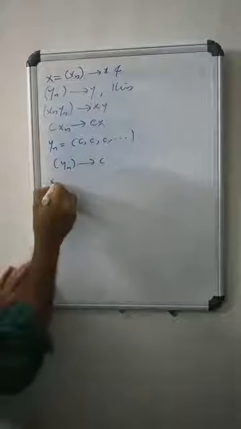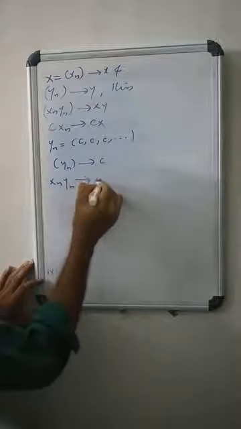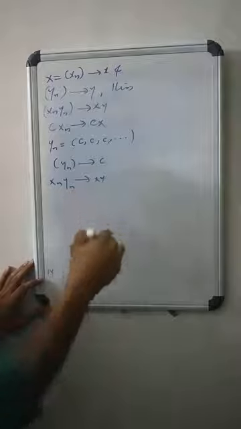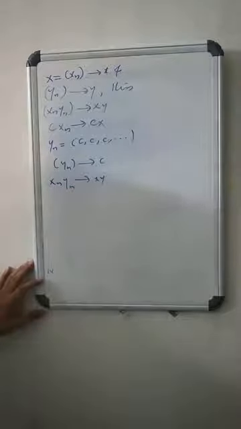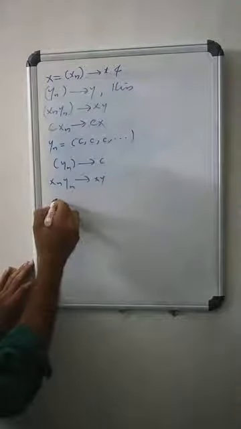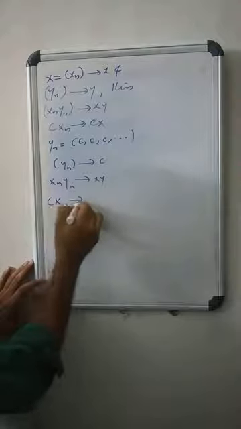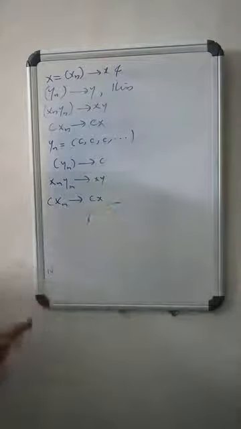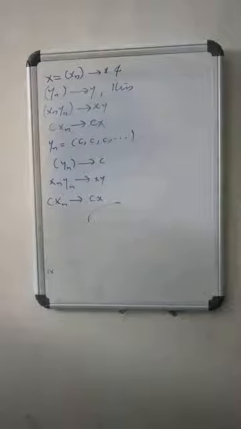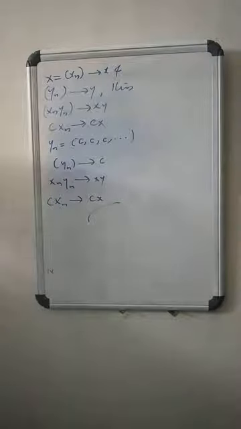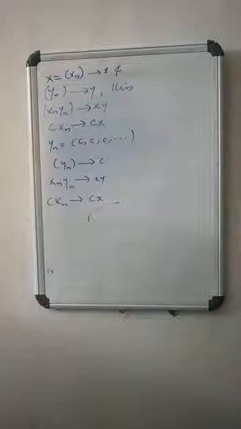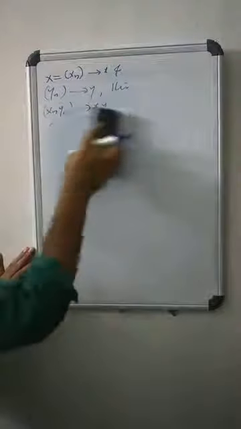When xn converges to x and yn converges to y, we already proved that xn yn converges to xy. Therefore, c into xn converges to cx. Instead of yn, here it is c. So when xn converges to x, then cxn converges to cx. Now, by using these properties, we prove some other results.